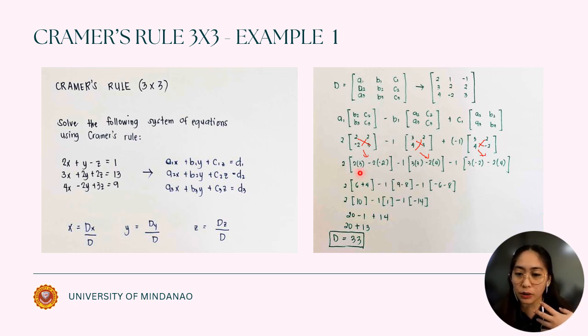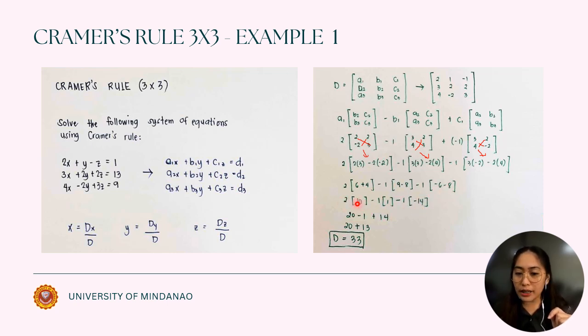So we will solve. 2 times 3 is 6. Negative 2 times negative 2 is just 4, so positive. Minus 1 times 3 is 9. Negative 2 times 4 is negative 8. Minus 1. 3 times negative 2 here is negative 6. Negative 2 times 4 here is negative 8. So we will have this. All right? So 6 plus 4 is 10. We will simplify. 9 minus 8 is 1. Negative 6 minus 8 is negative 14.